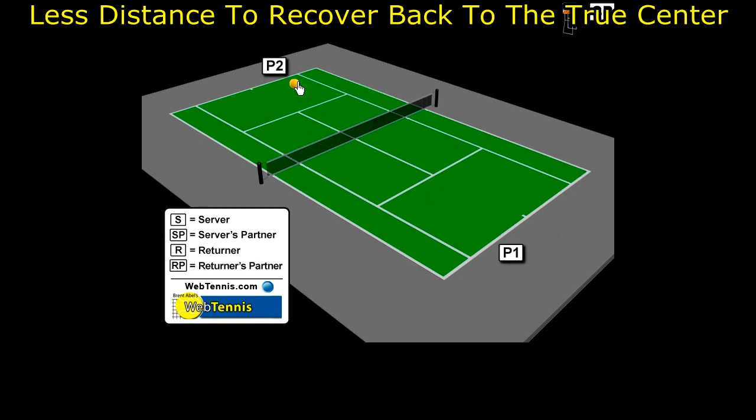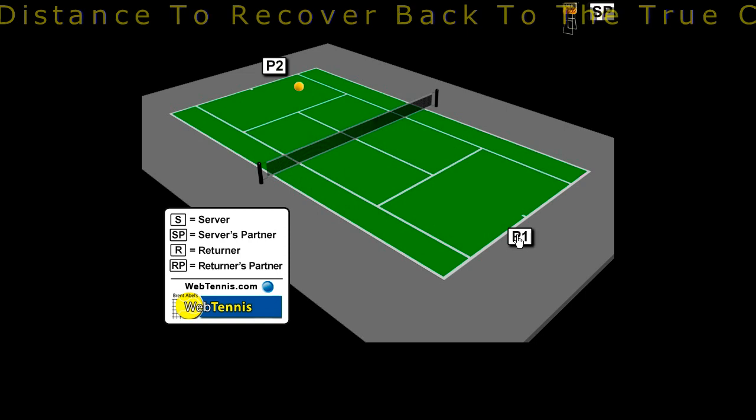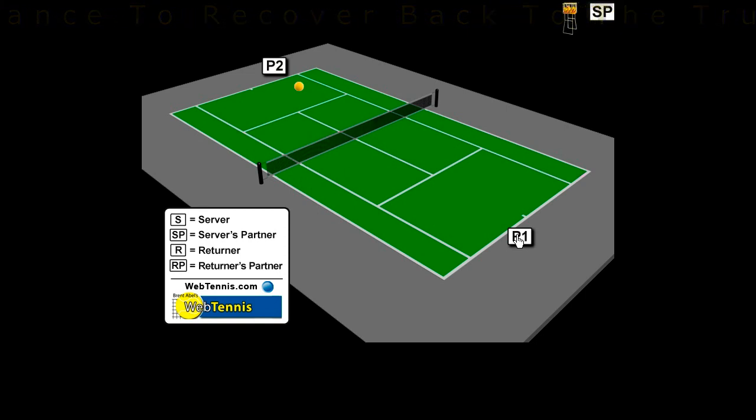So when you play your shot back cross court from here, you've got less court that you have to recover to, to get back into the true middle where you bisect those 2 probable angles from your opponent.